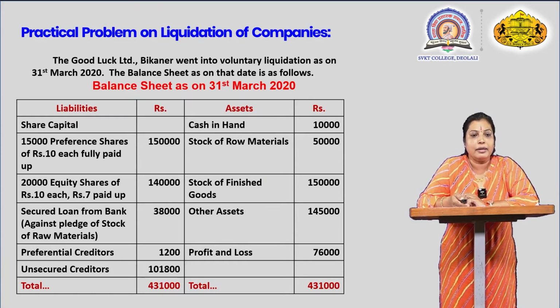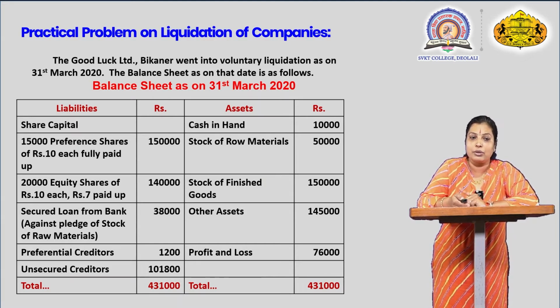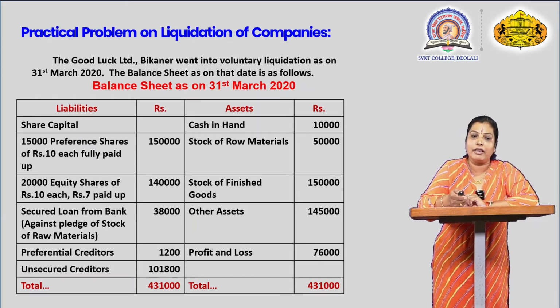First is share capital. 15,000 preference shares of rupees 10 each fully paid. The value of the 15,000 preference shares is 10 into 15,000, which equals 1,50,000. Next is 20,000 equity shares of rupees 10 each, rupees 7 paid up. The difference is that the preference shares are fully paid up, but for equity shares only rupees 7 paid is mentioned. 20,000 into 10 would be 2,00,000, but since 7 rupees is paid up, 20,000 into 7 equals 1,40,000.